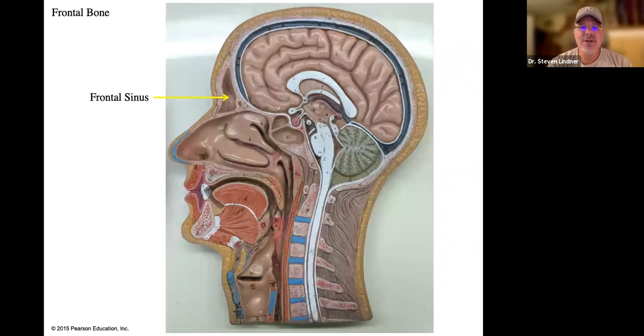When we look from the sagittal view, this right here is the frontal sinus. There's that chamber. When you breathe in air and air comes in through the nares, through the nostrils, in here we have an inferior, a middle, and a superior nasal concha. Sometimes these concha are called turbinates.